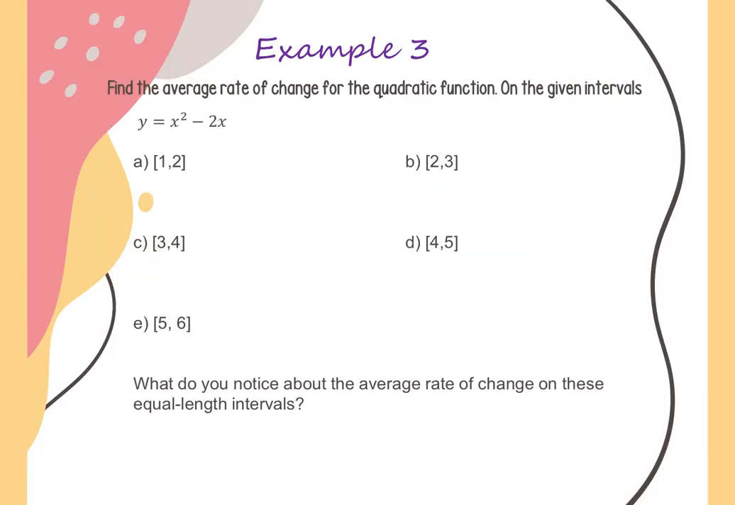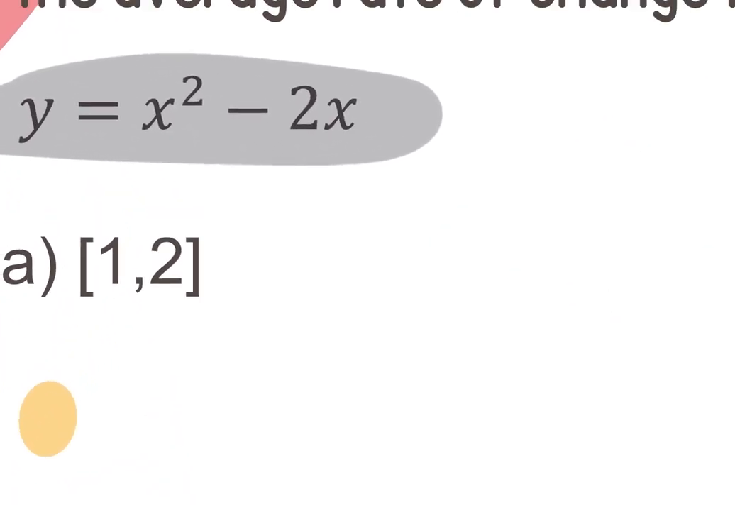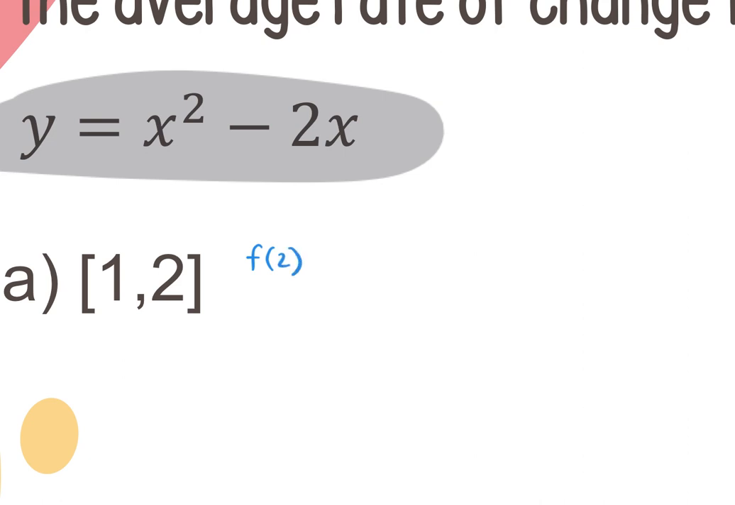So it says find the average rate of change for the quadratic function on the given intervals. Here's my function, okay? And then you want to find it for each of these intervals. We won't have to do this again because we're going to learn a pattern, but let's plug it in. So if my interval is 1 to 2, then I'm going to find f of 2, subtract from it f of 1, and then put it over 2 minus 1. So I'm just finding the rate of change like we did last section.